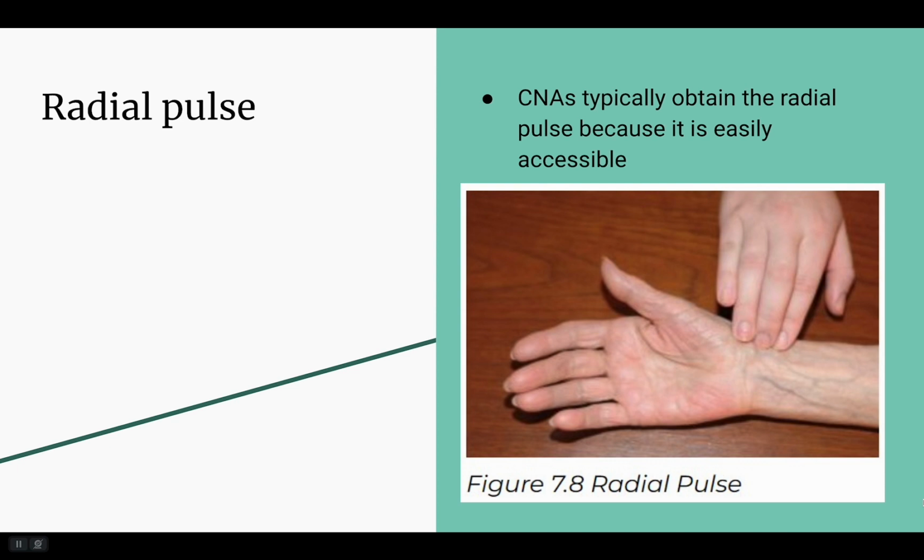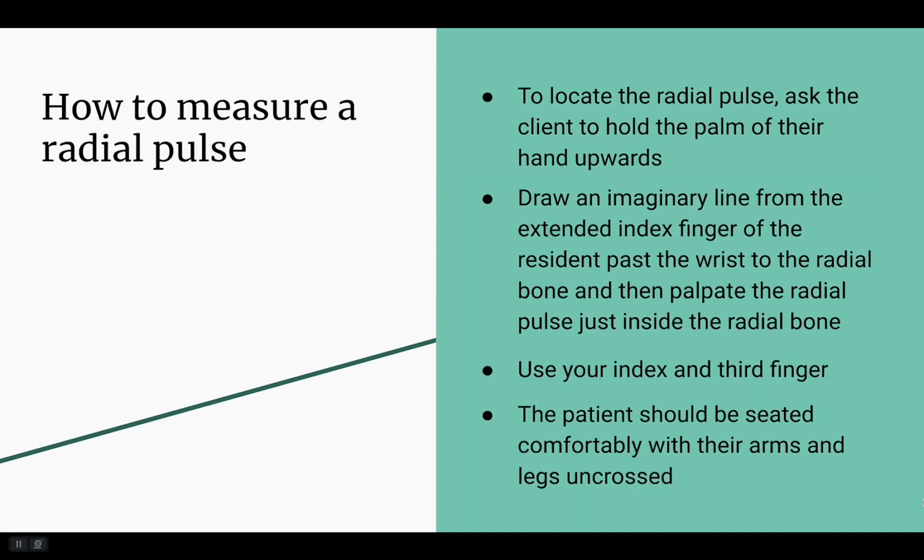See the image above of a nursing assistant obtaining a radial pulse. To locate the radial pulse, ask the client to hold the palm of their hand upwards. Draw an imaginary line from the extended index finger of the resident past the wrist to the radial bone and then palpate the radial pulse just inside the radial bone.